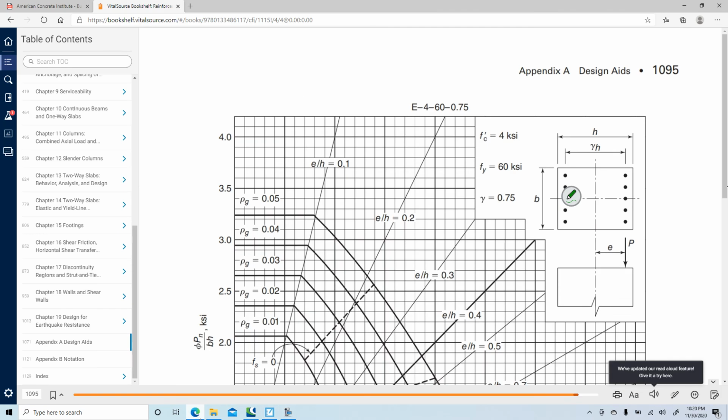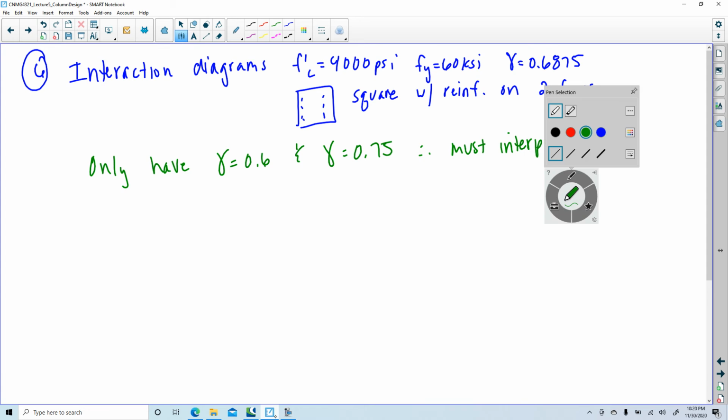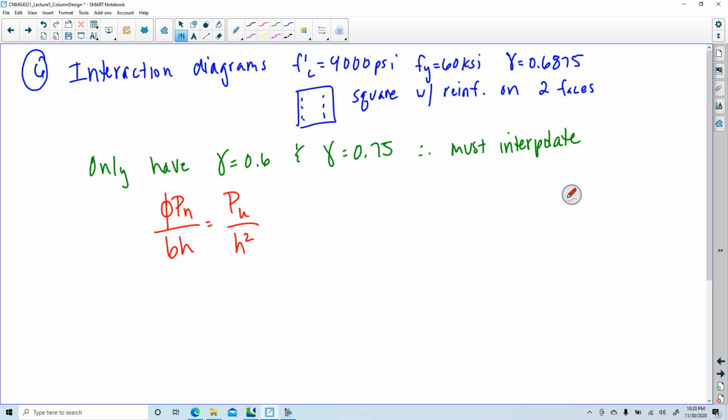So I need to know phi Pn over bh and phi Mn over bh squared. Phi Pn over bh, that's my Pu over h squared because it's a square. I've got 450 kips divided by 16 inches squared. It wants to be in ksi.